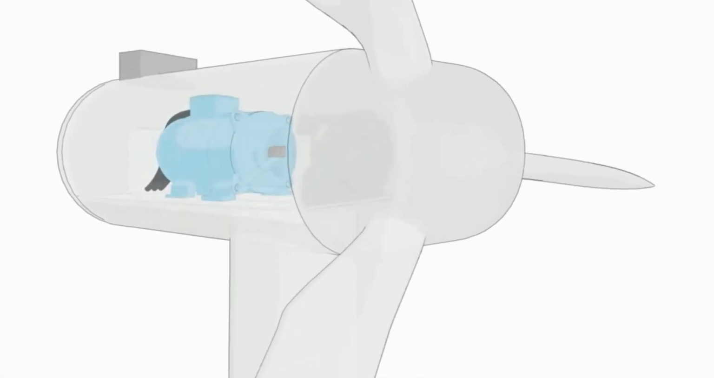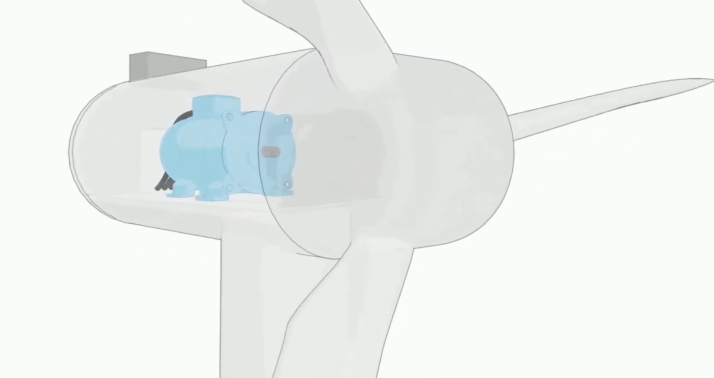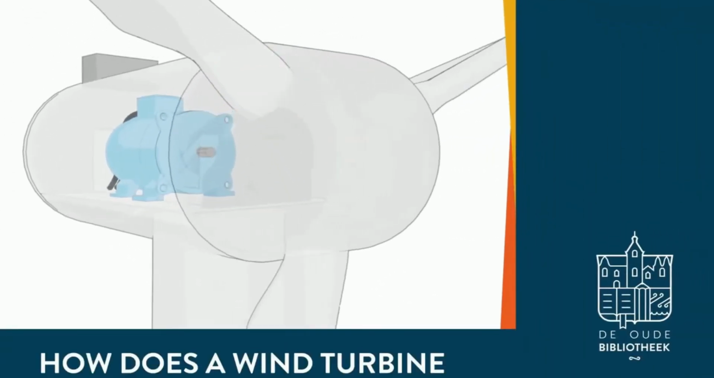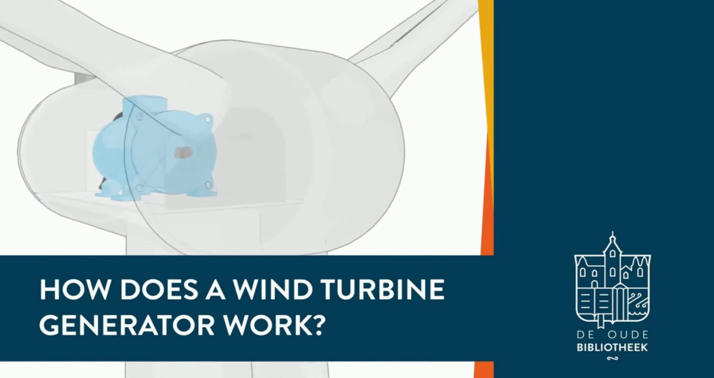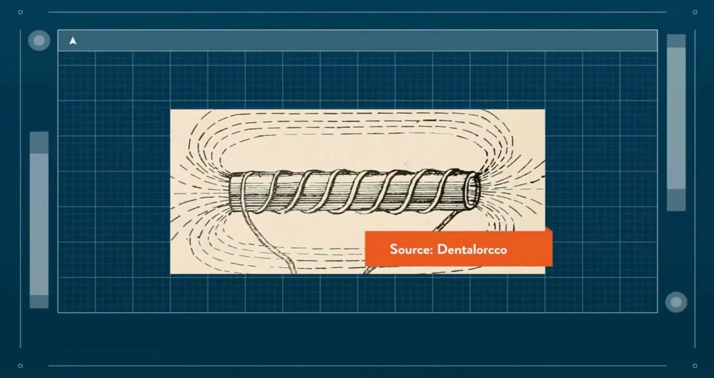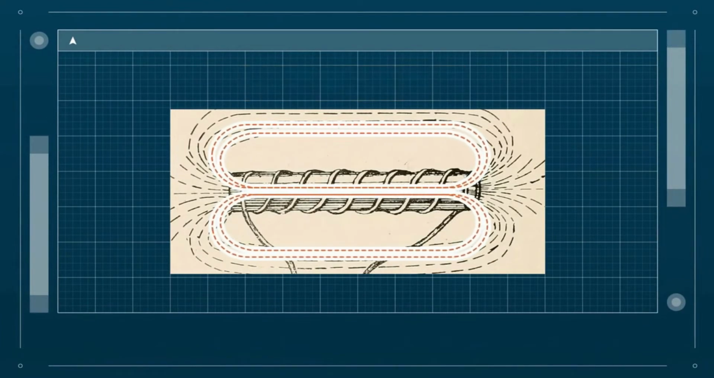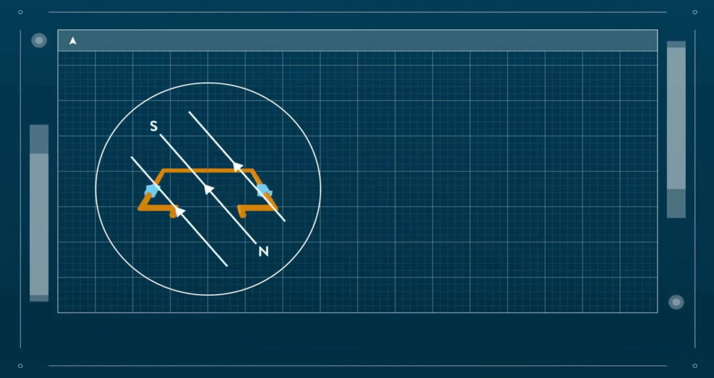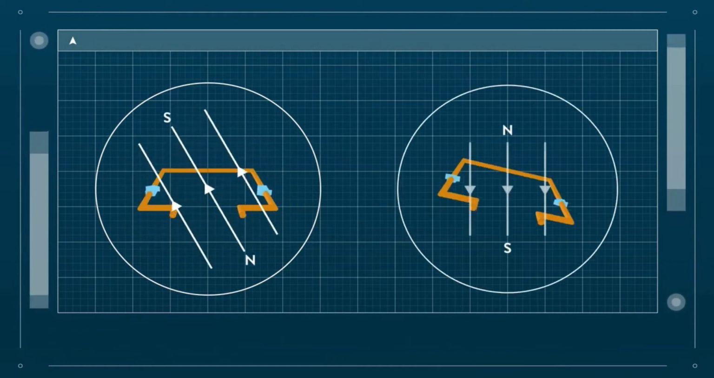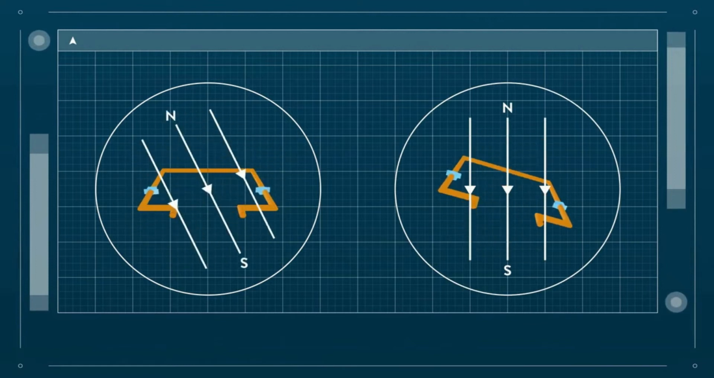Wind turbines use a generator to transform kinetic energy into electricity. But how does a generator do that? Let's find out what's happening. The physical phenomenon on which generators rely is magnetic induction. Induction in the form of voltage occurs when either a conducting coil is placed in a changing magnetic field or when the coil moves around in the magnetic field.